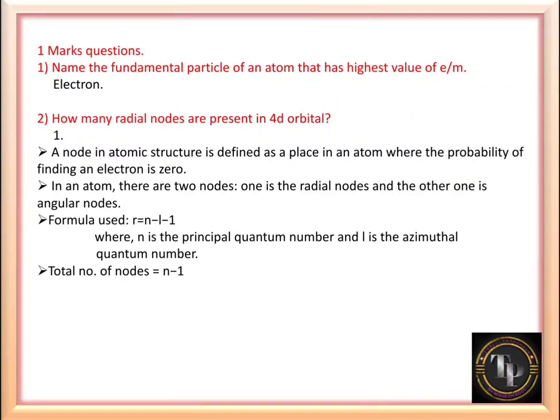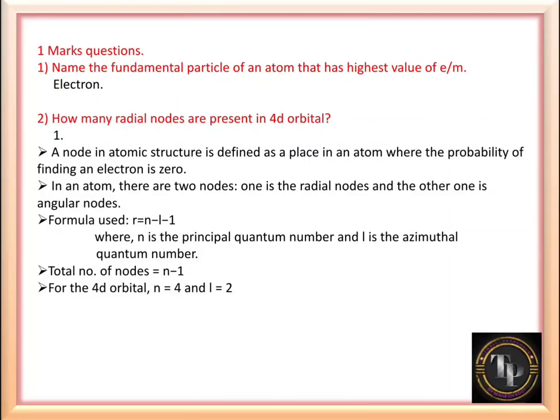So how to calculate radial nodes? R is equal to n minus l minus 1. n is principal quantum number, l is azimuthal quantum number, guys. So total number of nodes is equal to n minus 1. Don't get confused, guys. See, for a 4d orbital, n is equal to 4 and l is equal to 2. Sir, how did we get l is equal to 2? That we are discussing in the later examples, right? So many questions have been taken from the l, n and m values. There we'll discuss in detail.